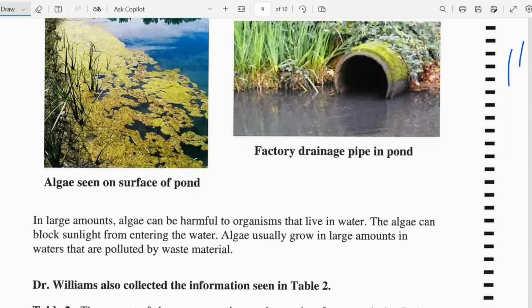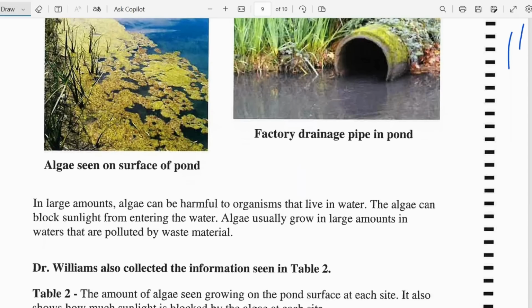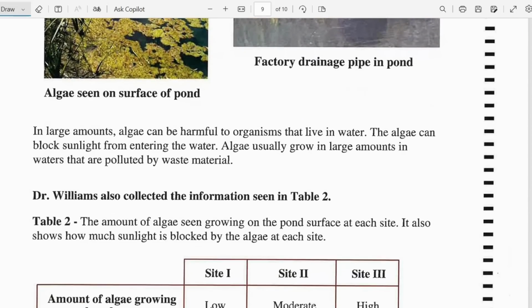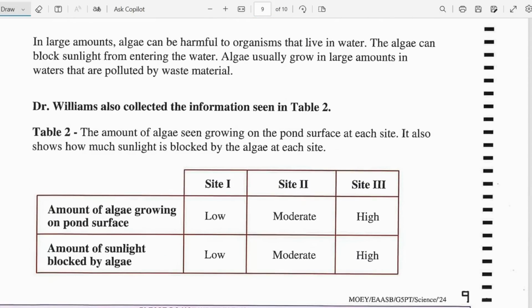So the algae seen on the surface of the pond, and we have a factory drainage pipe in the pond. So in large amounts, algae can be harmful to organisms that live in water. The algae can block sunlight from entering the water, and algae usually grow to large amounts in waters that are polluted with waste matter or waste material.